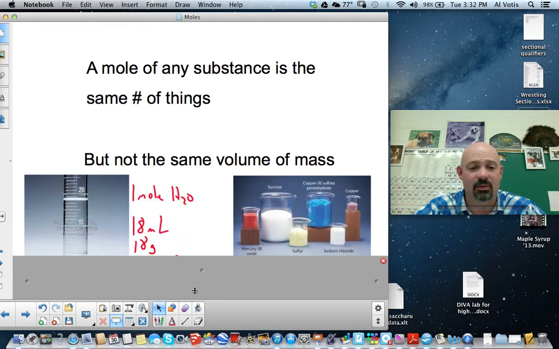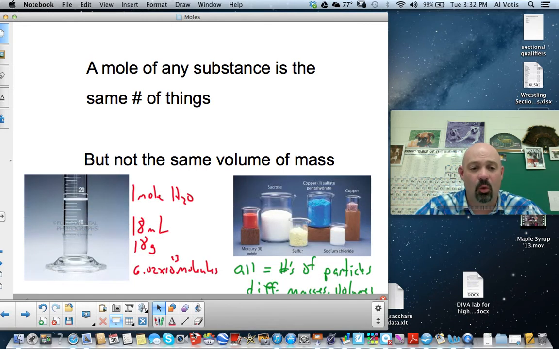Here's a couple of examples. On the left, we have a mole of water. Notice that this is 18 milliliters of water, which weighs 18 grams. But that 18 grams or 18 milliliters of water is made up of 6.02 times 10 to the 23rd molecules. Again, it's molecules because water is a covalent compound. So there's 6.02 times 10 to the 23rd molecules in this thing.